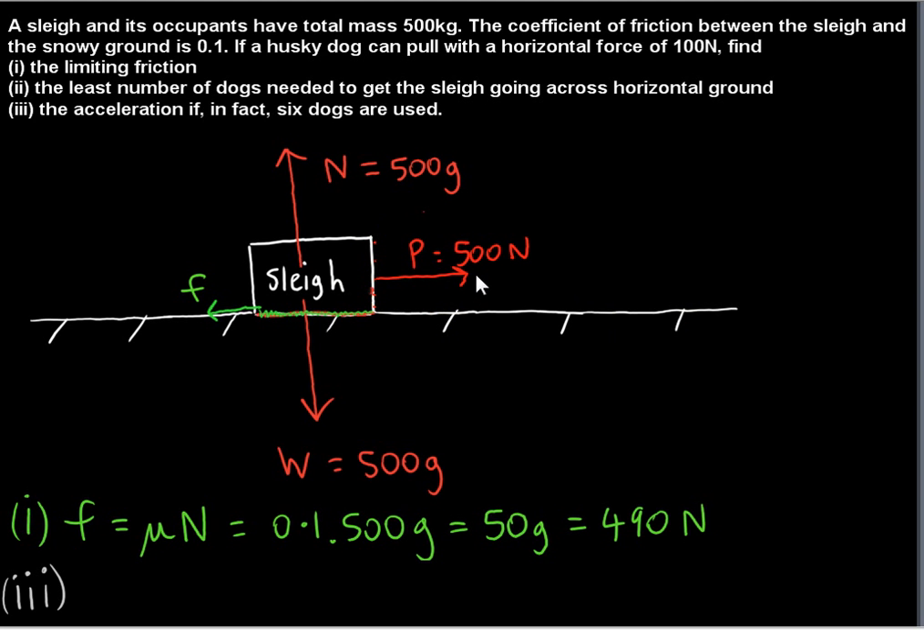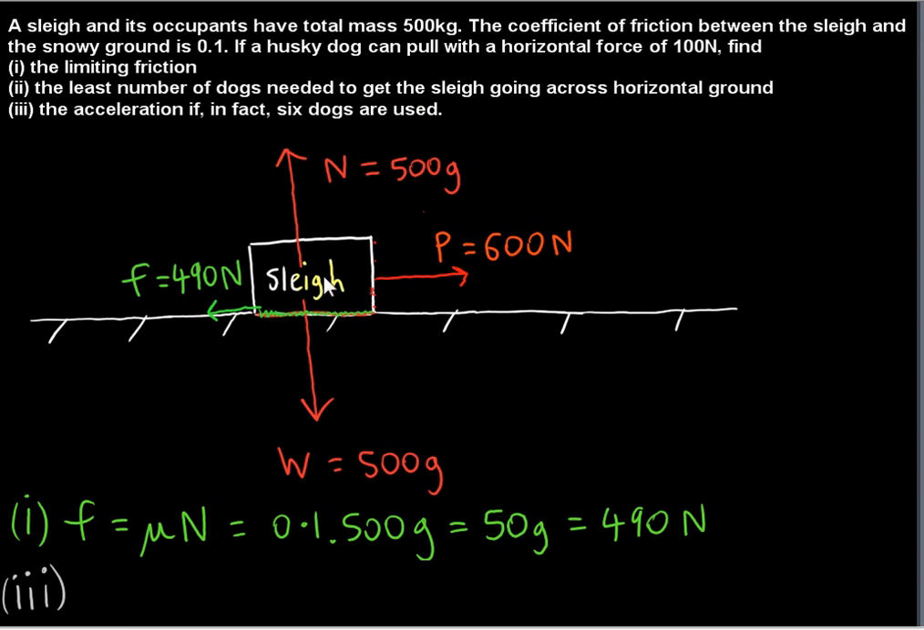So here's the resultant of those horizontal components. So P will be 500, and of course F is always 490. As long as P is greater than 490, which it is if it's 500, then this force will have a constant value of 490. Now in part 3 we want to find the acceleration if in fact 6 dogs are used. So if 6 dogs are used, then the pulling force will be 600 newtons. So we've increased P now from 500 to 600, but of course F always remains at 490 newtons.